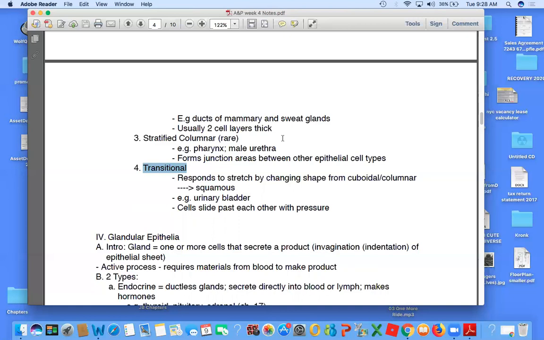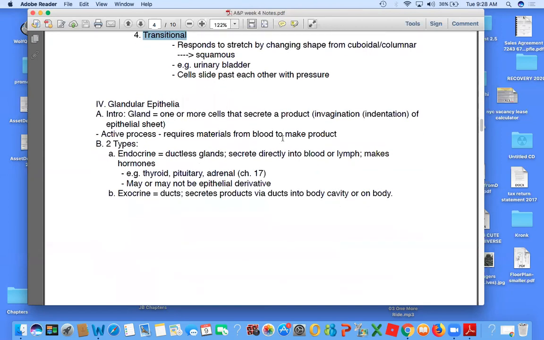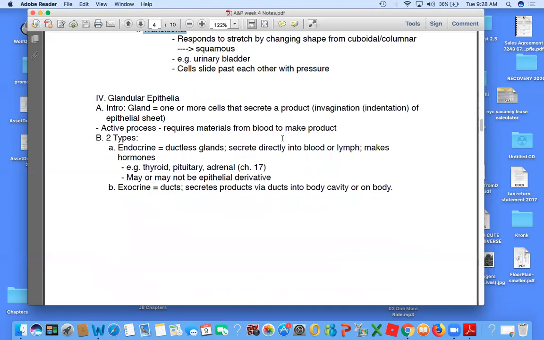So let me repeat that. Transitional epithelial tissue responds to stretch by changing its shape from a bulbous shape to a squashed shape. And that's why the urinary bladder, which is where transitional tissue mostly sits, is kept from exploding, because the cells slide past each other with pressure. So I just want to get that across. That's a little bit of fun. So now you know why you can actually accommodate liquid as it goes into your bladder. It squishes as pressure builds.